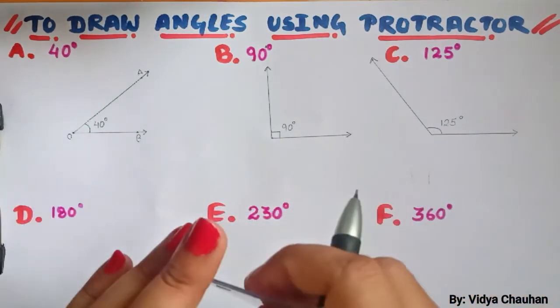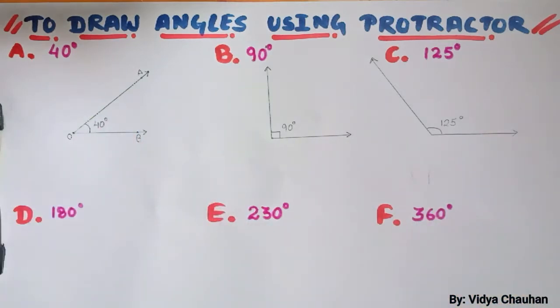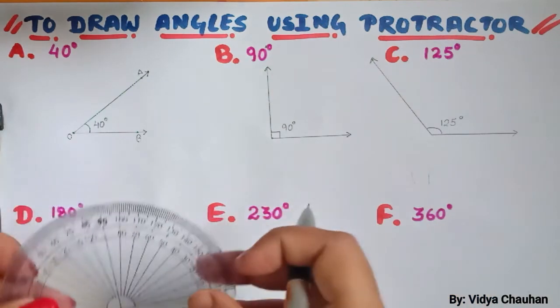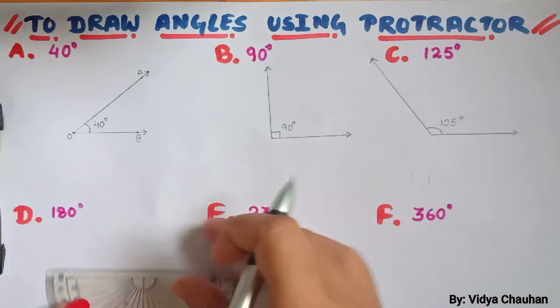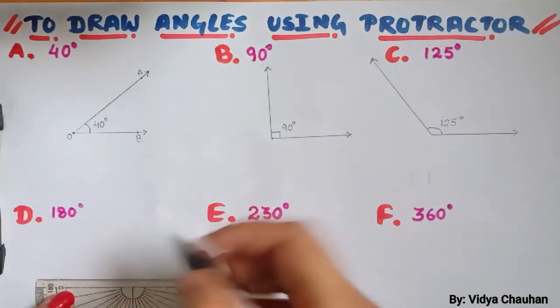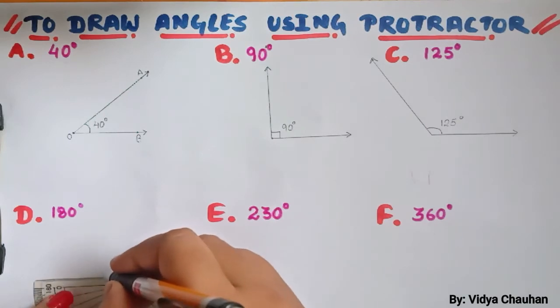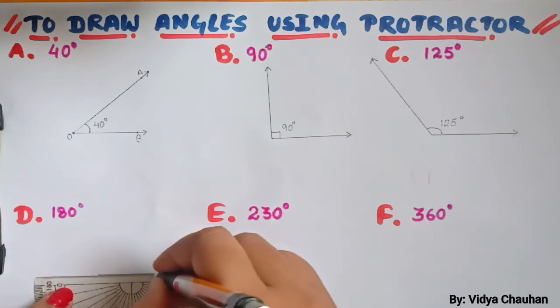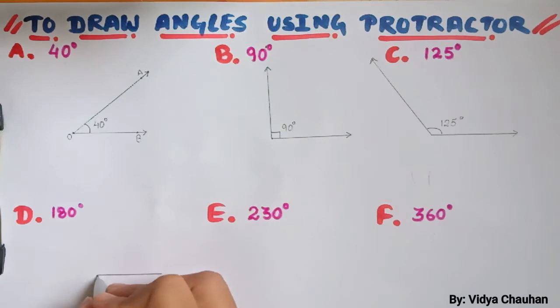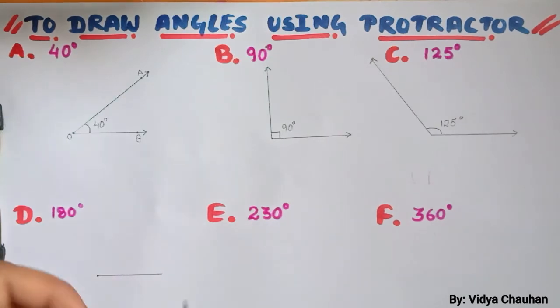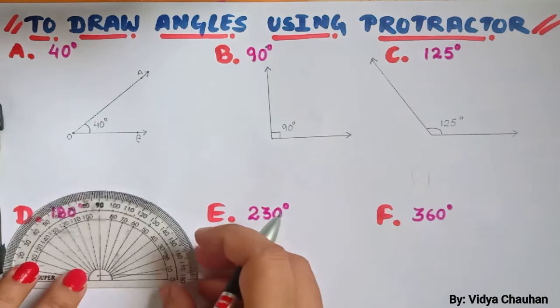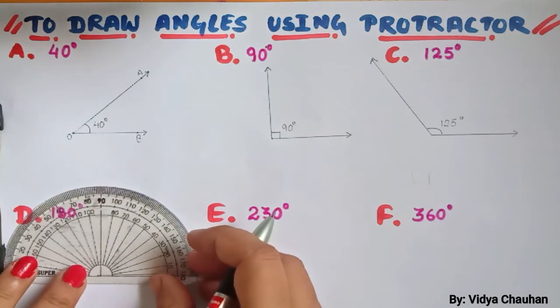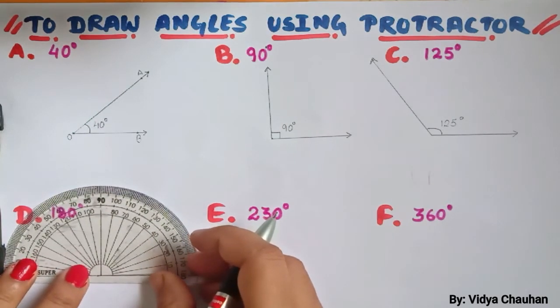I hope this is clear. Now let us move to the next angle, which is a 180 degree angle. So to make a 180 degree angle, once again I will draw a straight line like this. This is our initial point, and now what we have to do is make a straight line.